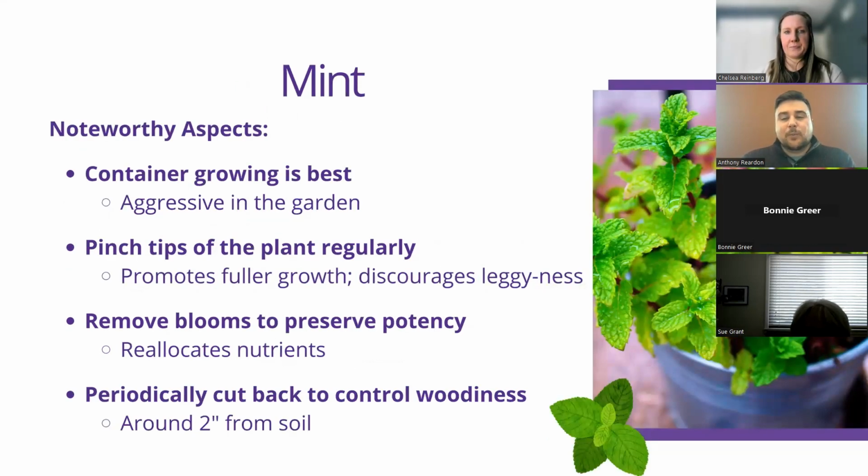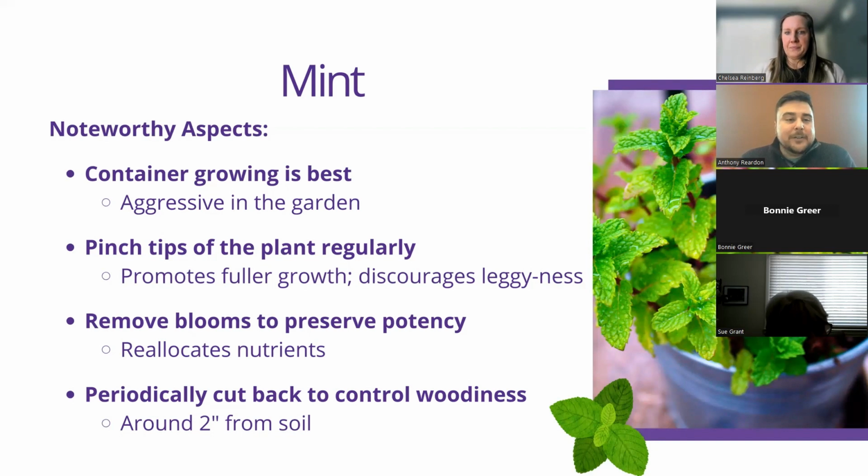So mint is one of these plants that is almost always recommended to be grown in a container because it is so invasive if you grow it in a garden setting. Luckily, this won't be an issue for you growing it indoors, but if you are trying to grow this, say in like a container with other plants, just know it's probably going to take over that container. So you want to have it in its own segregated space.